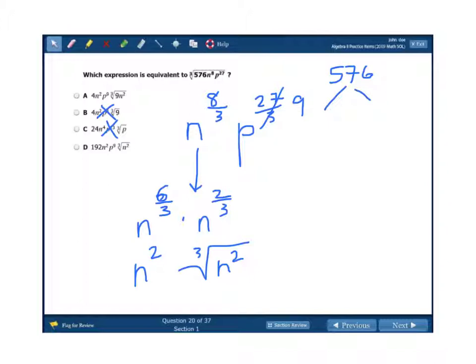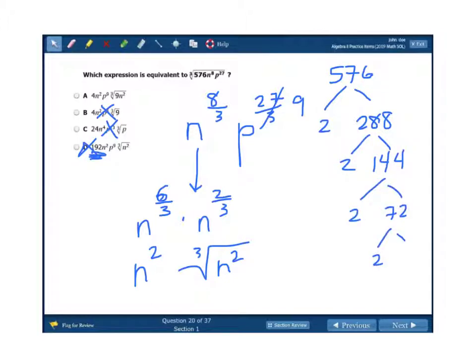Now we can look at the number. Actually, I don't even really need to do that. Look, 192. What's 192 cubed? Because keep in mind, if it was inside the radical sign here, 192 cubed would be the number inside, which is 7,077,888, so it's clearly not D. But let's do the prime factorizing of 576 anyway. 2 and 288, which is 2 and 144, which is 2 and 72, which is 2 and 36, which is 2 and 18, which is 2 and 9, which is 3 and 3.